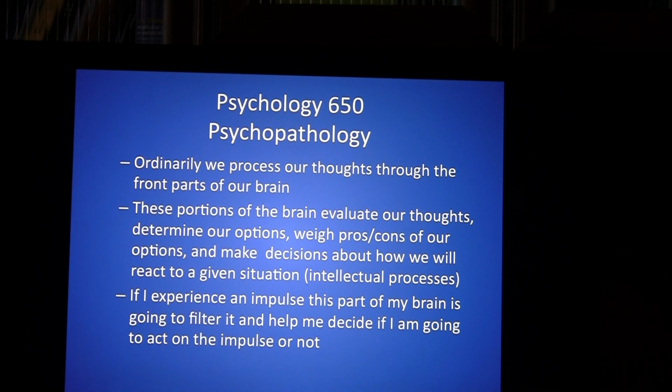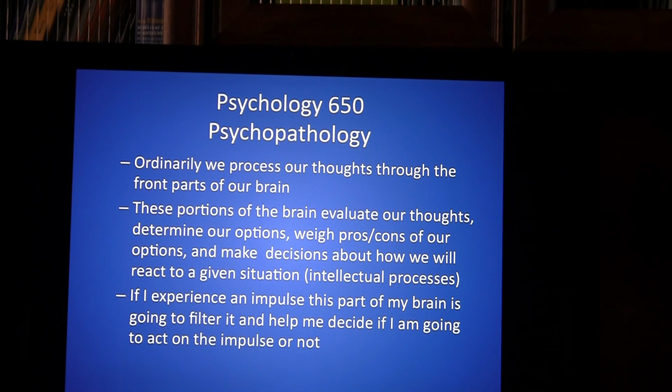Ordinarily, we process our thoughts through the frontal parts of our brain. These portions of the brain evaluate our thoughts, determine our options, we weigh our pros and cons, and we decide what we're going to do in response to a particular situation. This is very much an intellectual process. If I experience, for example, an impulse, this part of my brain is going to filter it and help me decide if I'm going to act on the impulse or not.